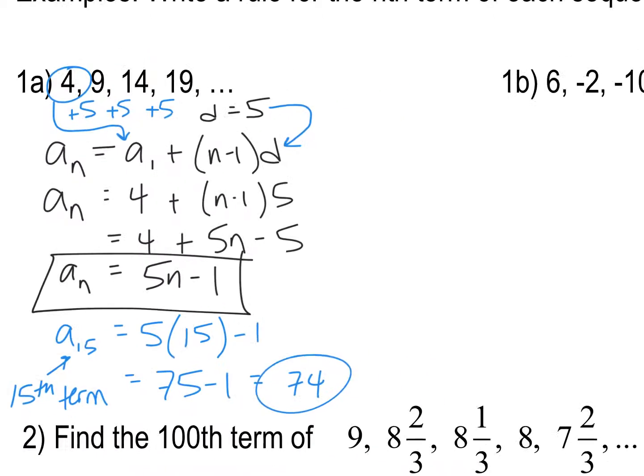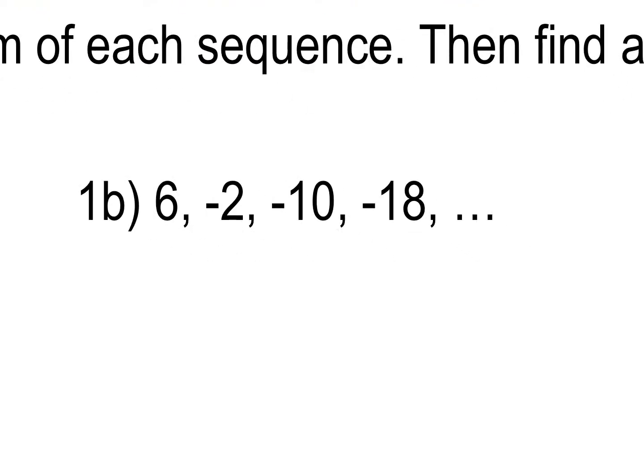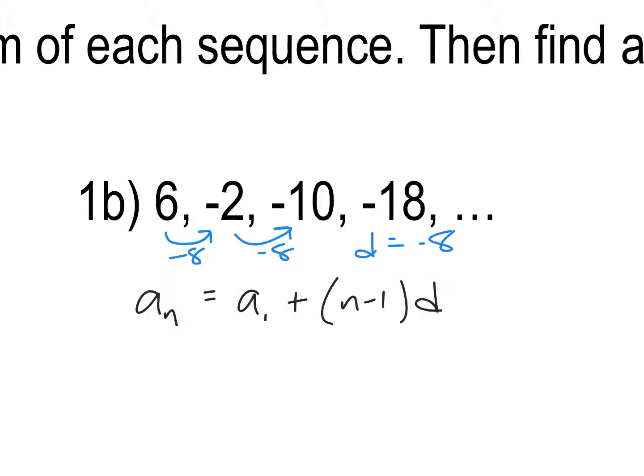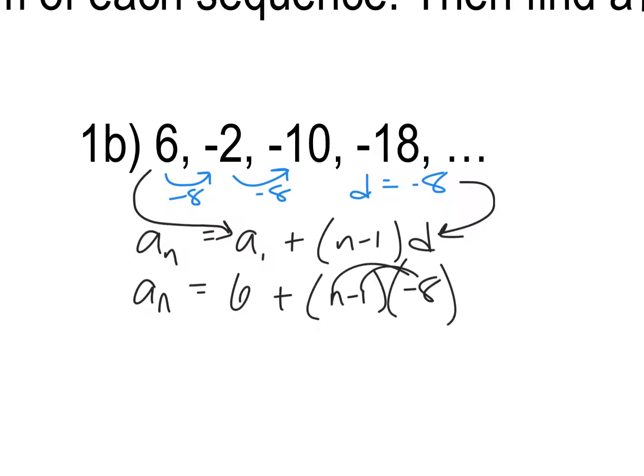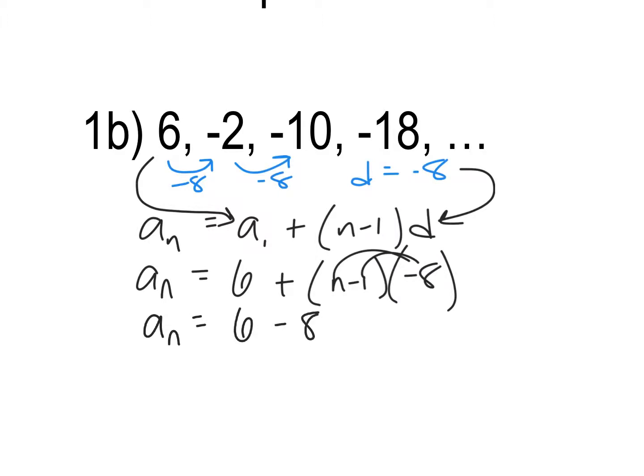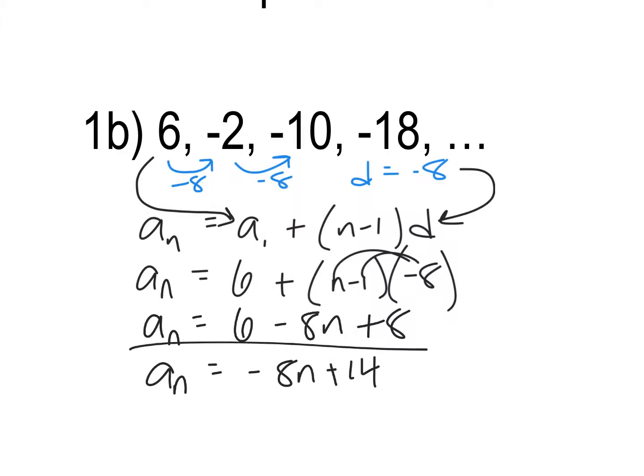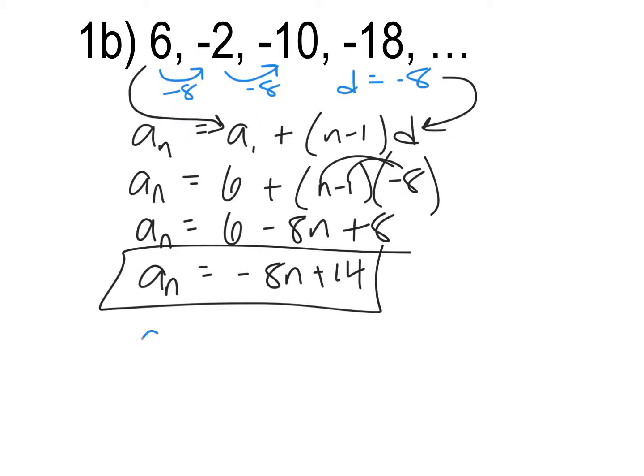Okay, let's try another one. In this case, we have a difference that is negative. It looks like I'm subtracting 8 each time. That means my D is negative 8. Again, I'm going to go with the formula. A sub n equals A sub 1 plus n minus 1 times D. I'm going to plug in the -8 for the D, and I'm going to plug in the 6 for the A1. 6 plus n minus 1 times -8. Be careful when you're distributing that -8. That gives you a rule of 6 minus 8n plus 8. That means I get -8n plus 14 for my rule. And again, if I want to figure out the 15th term, I'm just plugging in 15 for n.